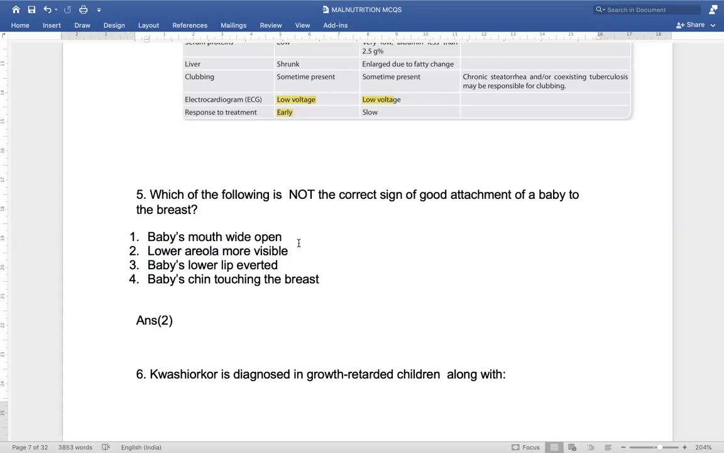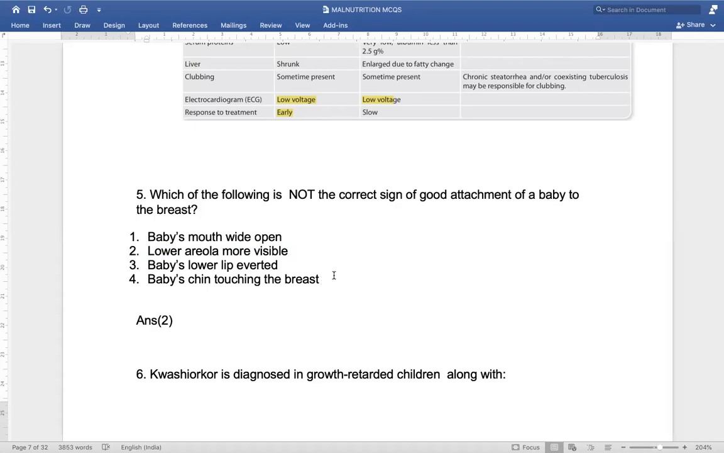Where you can easily get confused is between lower and upper, they can give a different answer. It is always lower lip averted and upper areola more visible. So upper areola more visible and lower lip averted. Okay, so only these 2 things you may get confused about. Concentrate only on these 2 things. The rest is very obvious. If the baby's mouth is not wide open, how can the baby breastfeed? Okay, and the chin should touch the breast.